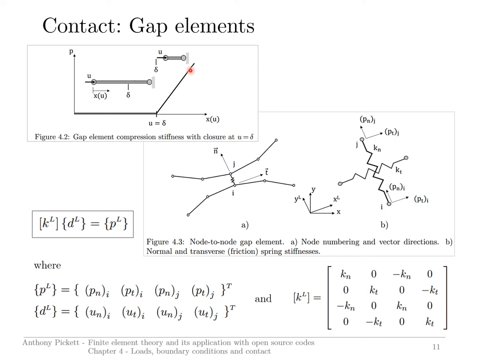If you look at an implementation of such an element in a small structure, we've got the structure drawn here. This could be a 2D problem, but it could also be a 3D problem. So you could imagine these being shell elements here, or the faces of solid elements. This would be one node on one side, and here could be another node on another side. And this would be our gap element.